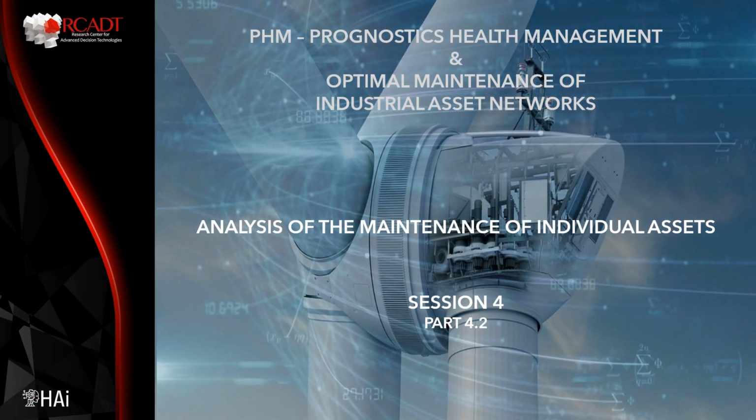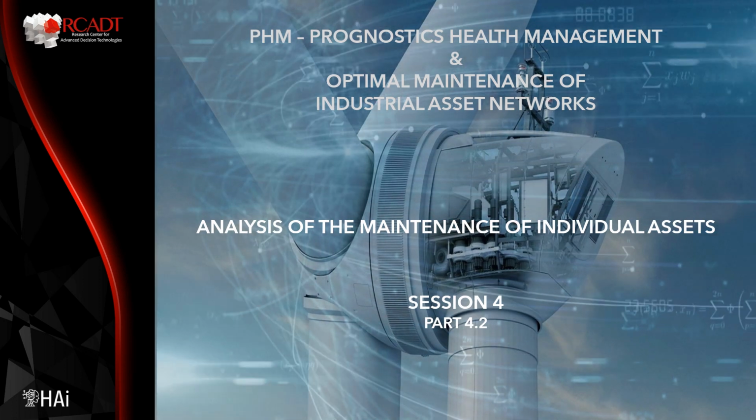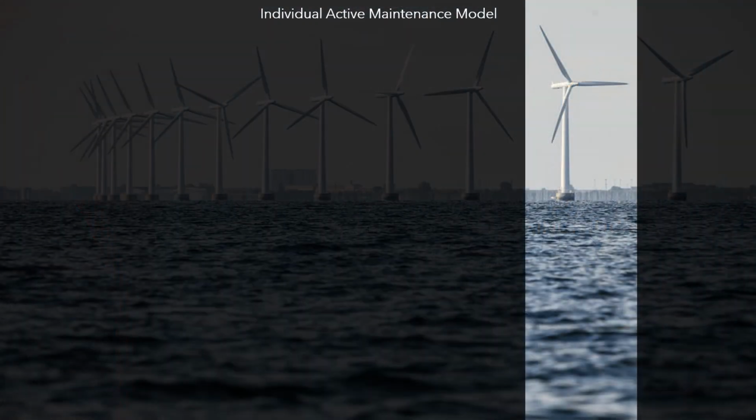Analysis of the maintenance of individual assets. Session 4, Part 4.2. The IMO model analyzes the information produced by the PHM model, from the point of view of optimizing the maintenance of the asset, without considering that it is part of a network of assets that must operate synchronously. It is proposed to be a non-anticipatory stochastic optimization model, also called scenario optimization.